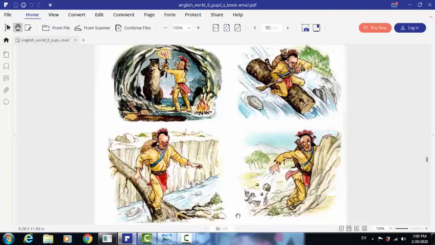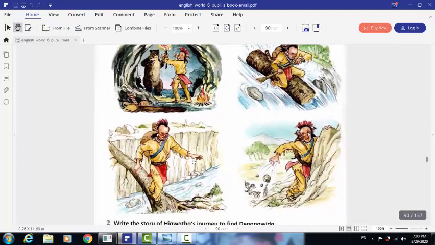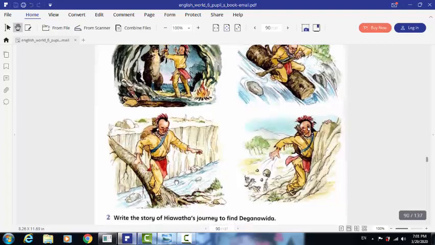What did Hiawatha have to cross? Here, as you see in this picture, Hiawatha had to cross something. What is that? He had to cross a narrow river. How did he cross the river? Was there a bridge? As you see here, was there a bridge? No, there was no bridge. But there was what?